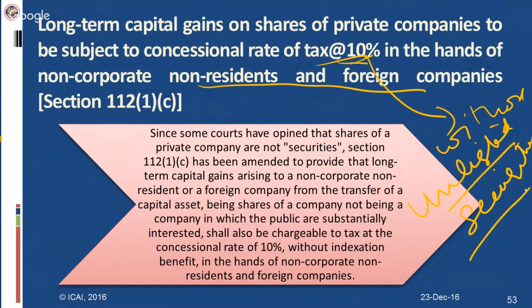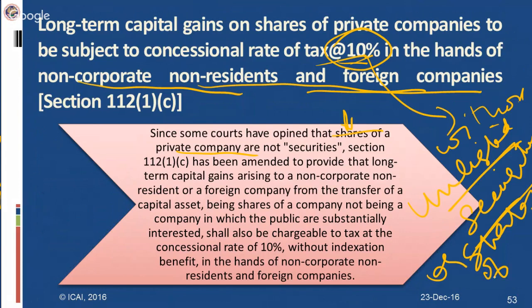Long-term capital gains arising from sale of unlisted securities in the hands of non-corporate, non-residents and foreign companies. But some courts have opined that shares of private companies are not securities. So you can't avail the benefit of the 10% rate of tax in respect of sale of shares of a private company by non-corporate, non-residents and foreign companies. In order to clarify this, now they've included unlisted securities or shares of a private company. Both long-term capital gains on sale of unlisted securities or shares of a private company will be subject to tax at a concessional rate of 10% without indexation benefit in the hands of non-corporate, non-residents and foreign companies. This clarification has also been given.